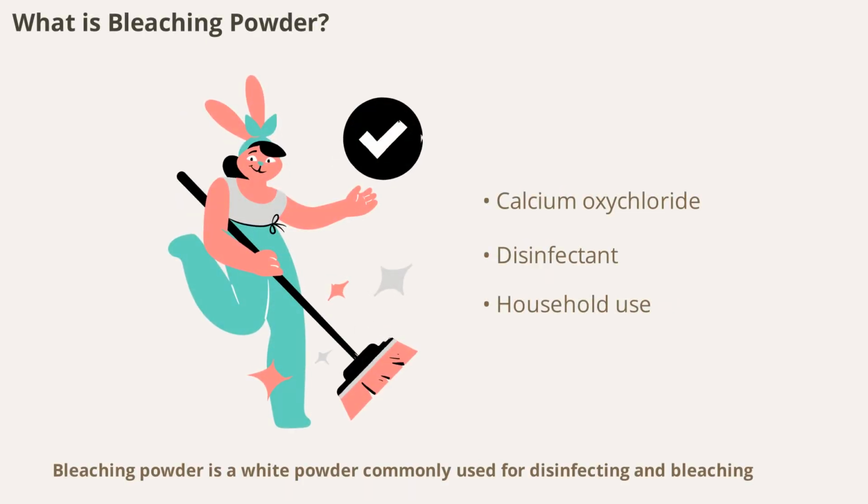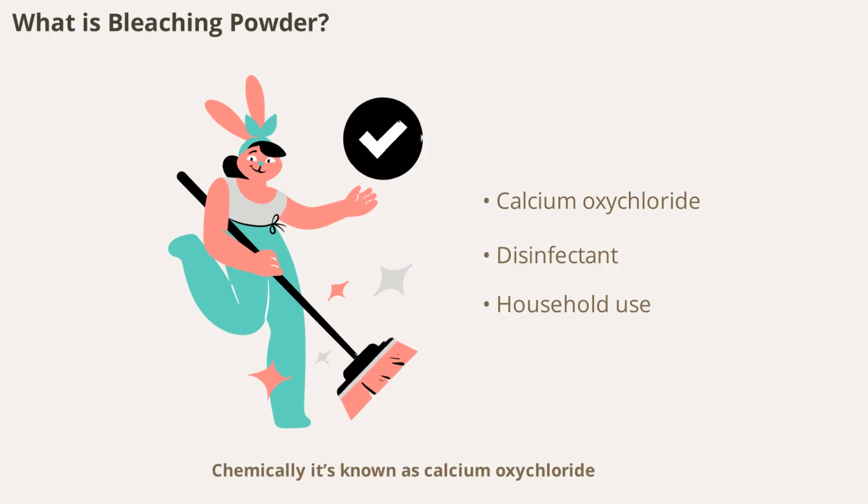Bleaching powder is a white powder commonly used for disinfecting and bleaching. Chemically, it's known as calcium oxychloride.